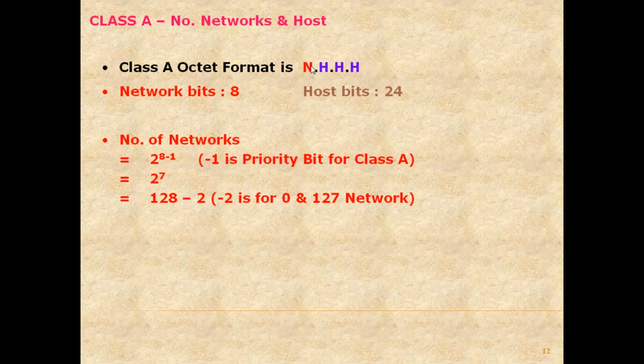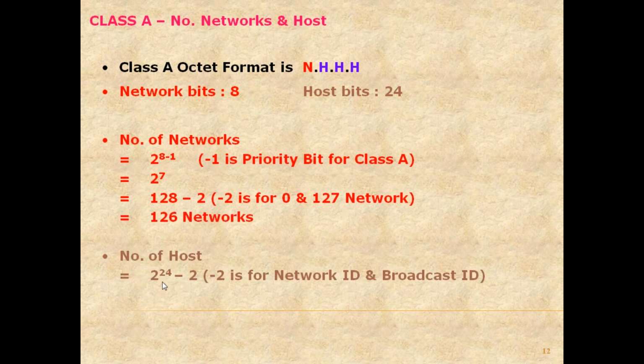For example, if you take the number 10, number 10 is from class A. So this number 10 will be the same in all the devices. But the second, third, and fourth octets will change. So what will be the number in the second, third, and fourth octet? Like I said, the number will begin from 0.0.0 and go up to 255.255.255. So to calculate your host portion, we have to say 2 power 24.